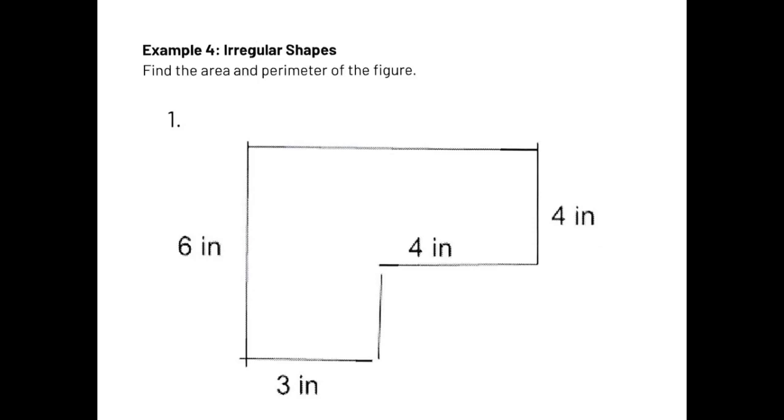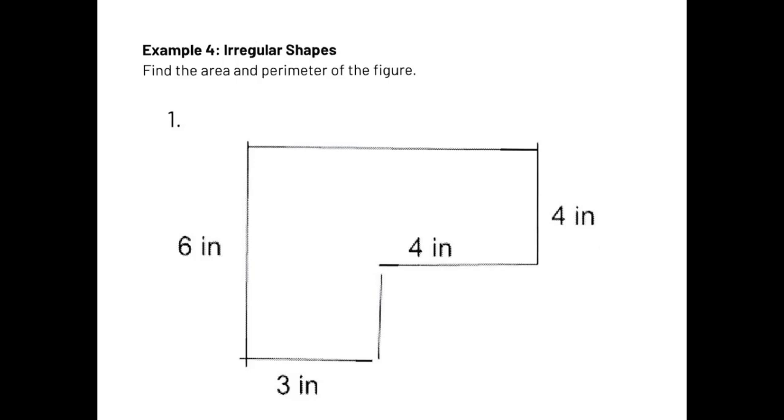The final example from this video is going to be the area and perimeter of irregular shapes. It's very true that shapes are not always the same size and not always perfect rectangles or other shapes. So we have to use the information that's given to us and what we know to help find missing pieces, to help us find the area and perimeter of these irregular shapes.